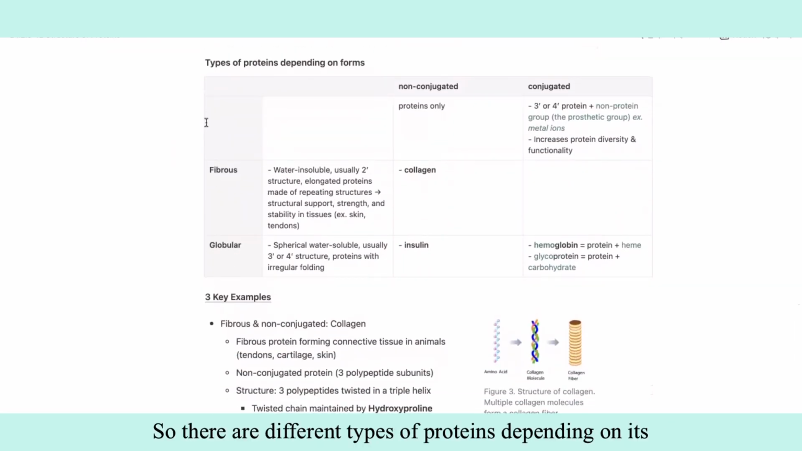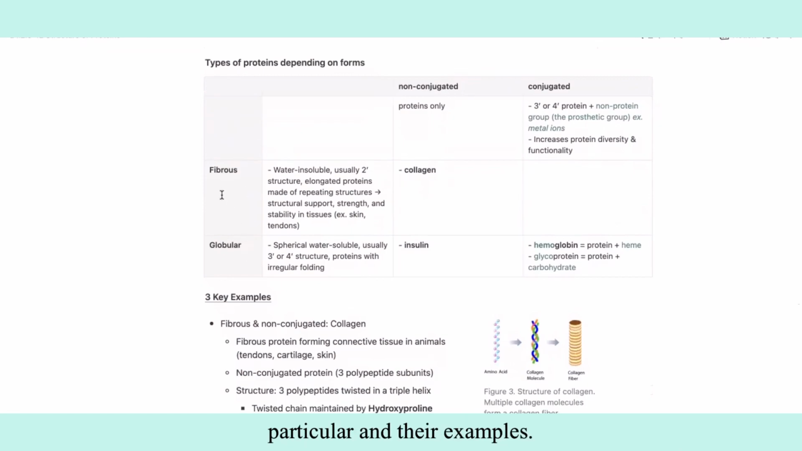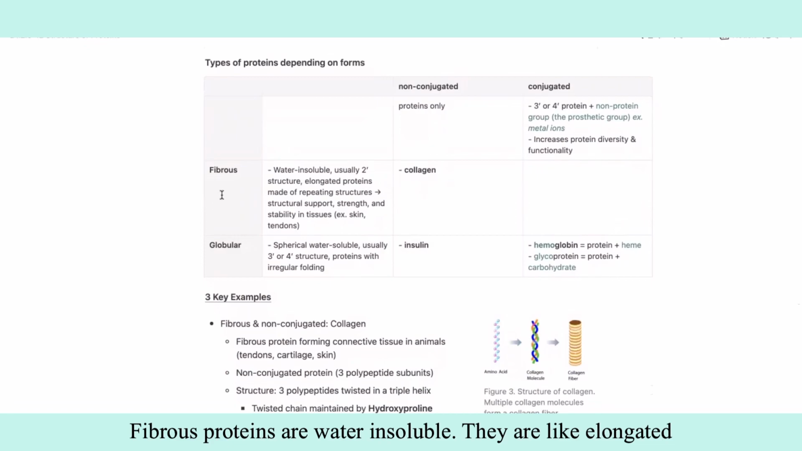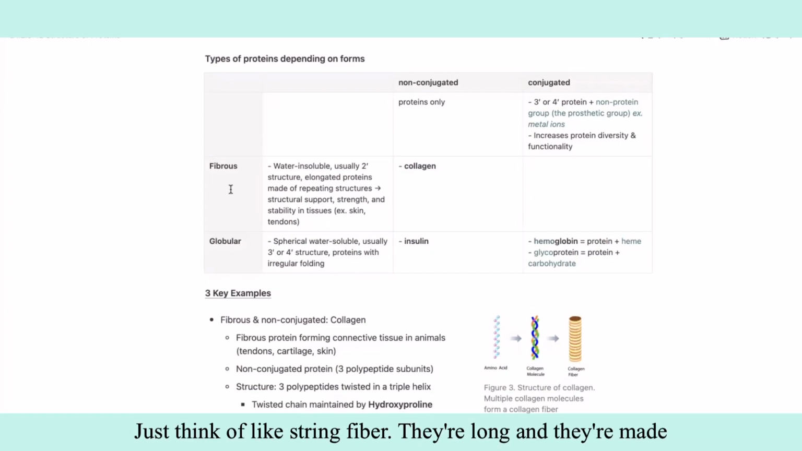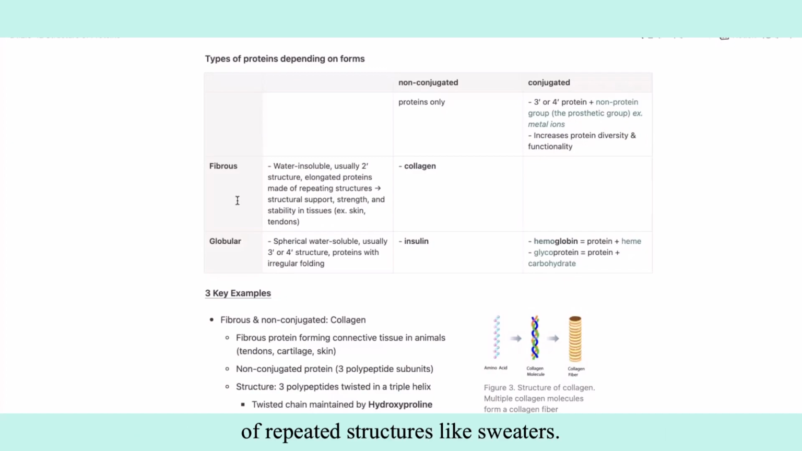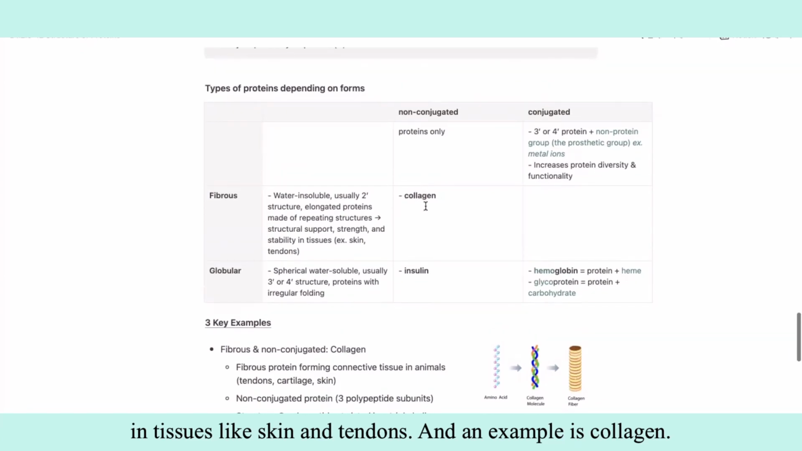There are different types of proteins depending on their forms. You have to know about fibrous and globular proteins in particular and their examples. Fibrous proteins are water insoluble. They're elongated proteins. Just think of string or fiber. They're long and made of repeated structures, like sweaters. They usually provide structural support, strength, and stability in tissues, like in skin and tendons. An example is collagen.